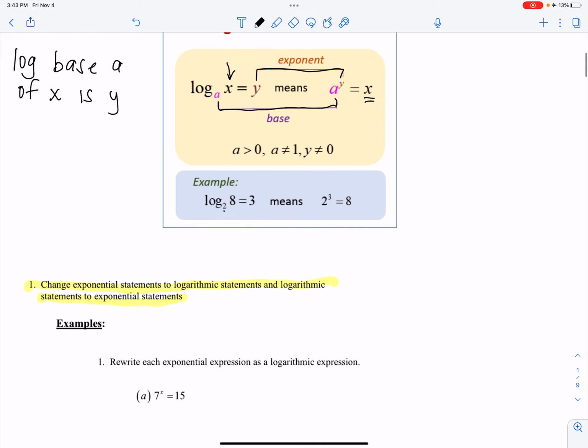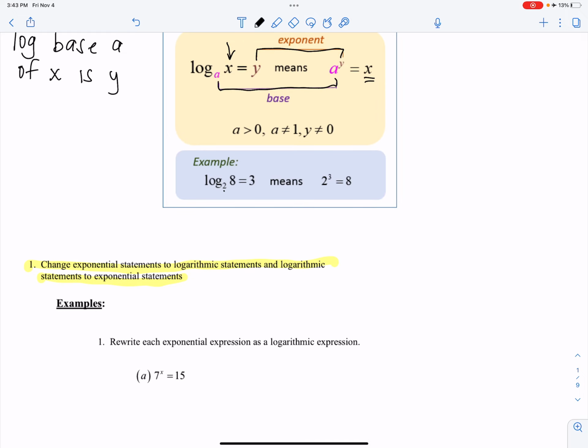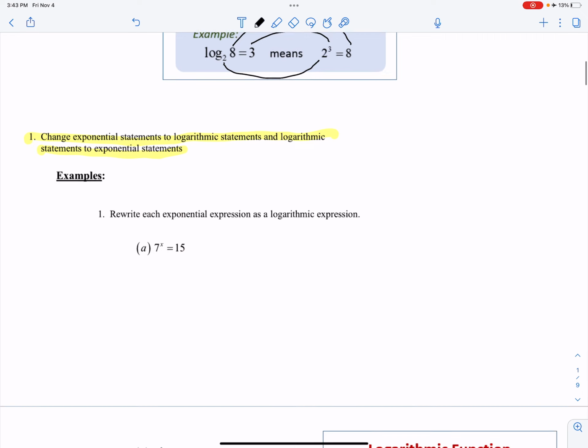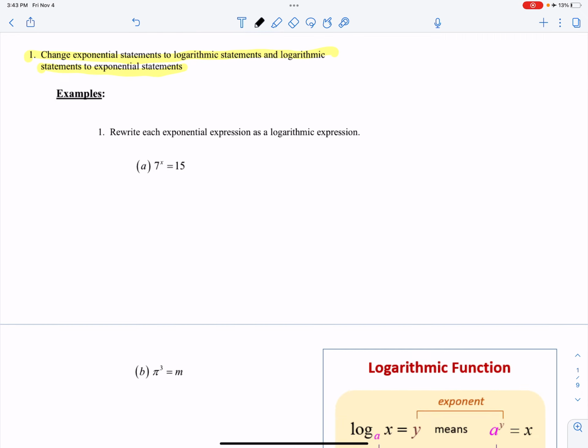Here's an example. Turning log base 2 of 8 equals 3 into exponential form, we take the base of 2, we raise it to an exponent of 3, and it equals 8. So that's a direct example. Let's begin with our first objective. Change exponential statements to logarithmic statements and logarithmic statements to exponential statements.